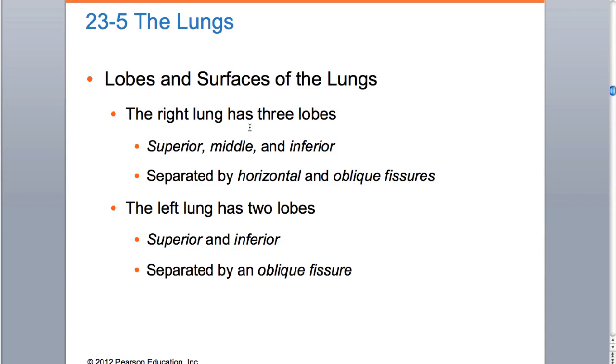Next slide. The right lung is made out of 3 lobes. That is important. So the right lung has 3 lobes, superior, middle, inferior. The left lung has 2 lobes, superior and inferior. Now when it comes to these terms right here, the oblique fissure, it is best to see it in picture form. So that's coming up. Next slide.